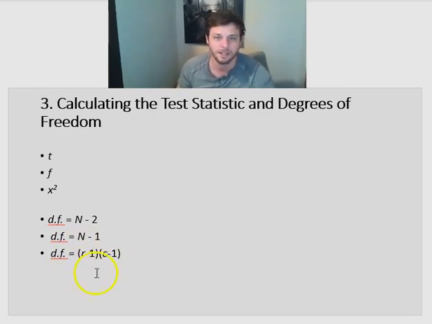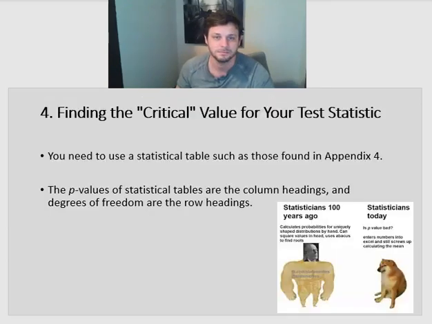You'll see this a lot, like in your ANOVAs, also your correlations. So, we have our degrees of freedom. We know which test we're using. We know the stat that we're going to use for it. Now we need to calculate our critical value.